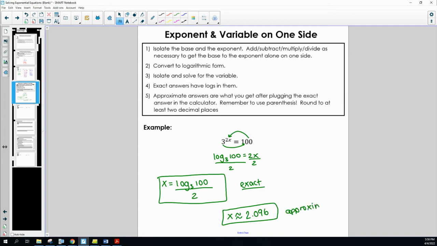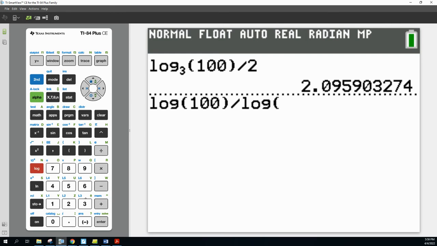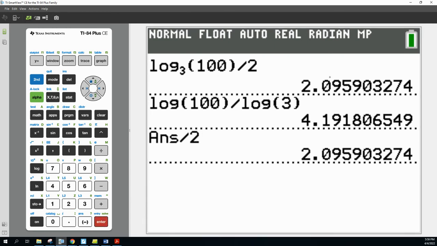Now, if you don't have a calculator that has this log base, remember that we can use the change of base formula. If I want to do log base 3 of 100 and I don't have that function on my calculator, I can do the regular log button, log of 100 divided by log of the base, so log of 3. This gives me the numerator part, and now I'm going to divide this by 2. So I get the same answer of 2.096. It's just a matter of, do you have the function that changes the base for you, or do you have to do it in 2 steps?